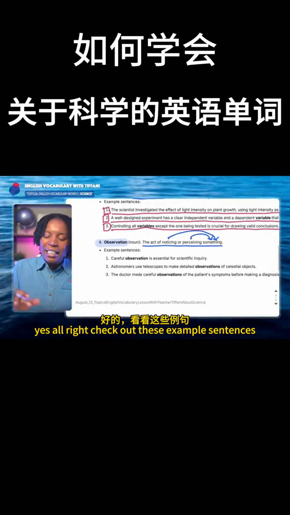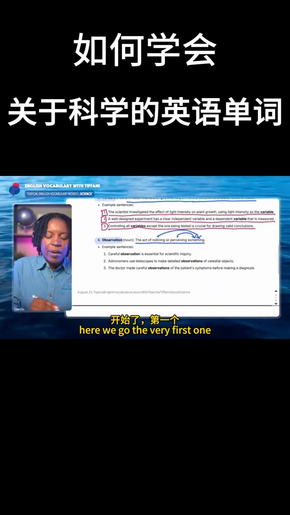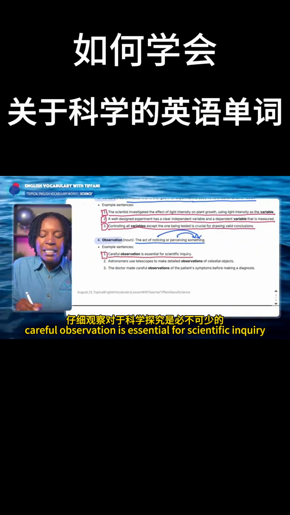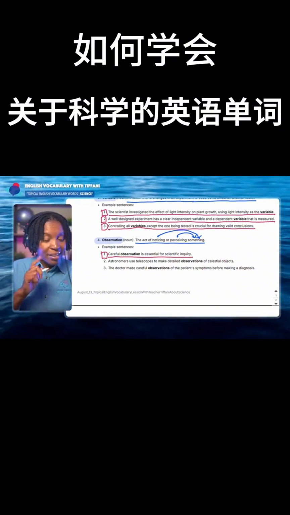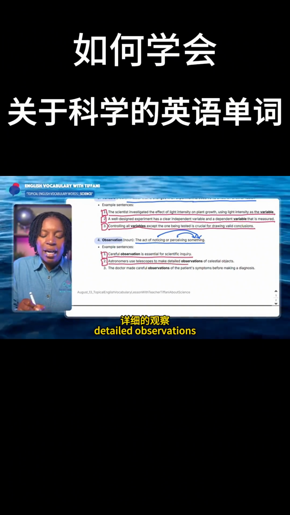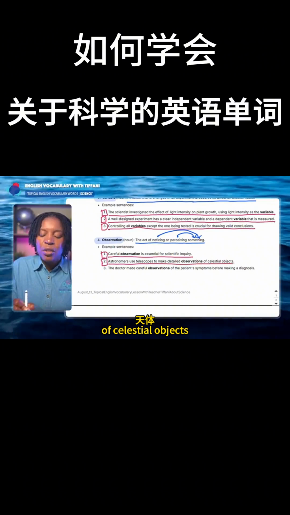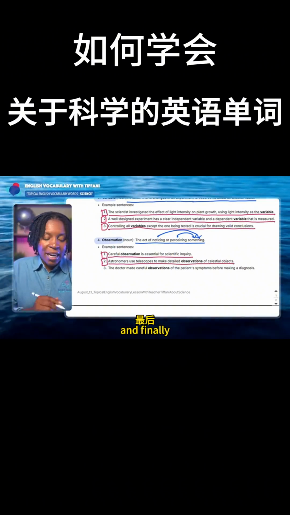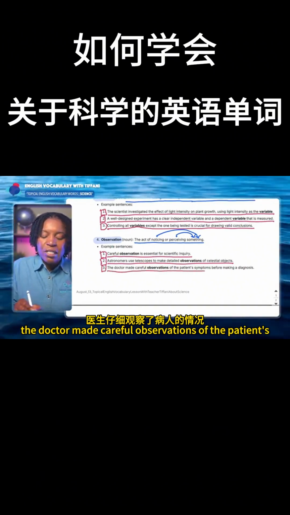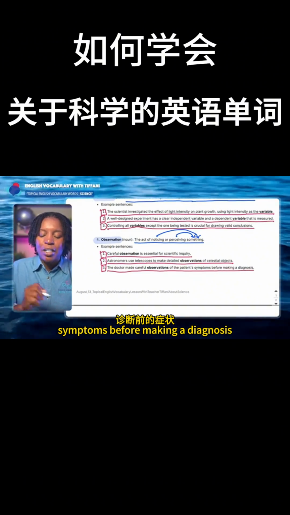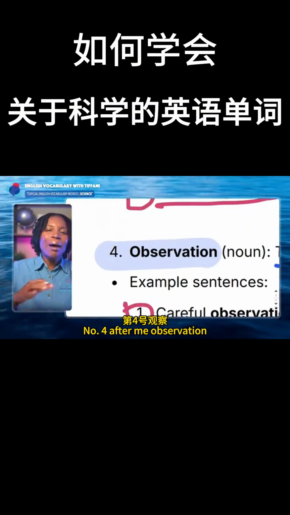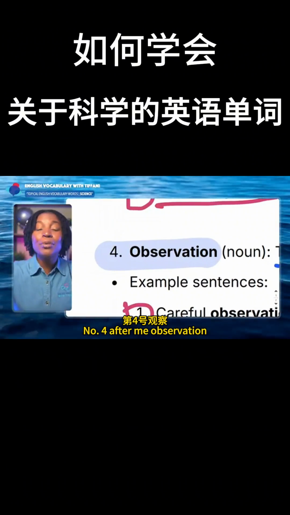Check out these example sentences. Here we go. The very first one. Careful observation is essential for scientific inquiry. Second, astronomers use telescopes to make detailed observations of celestial objects. And finally, the doctor made careful observations of the patient's symptoms before making a diagnosis. You got it? Yes. So once again, number 4, after me. Observation.